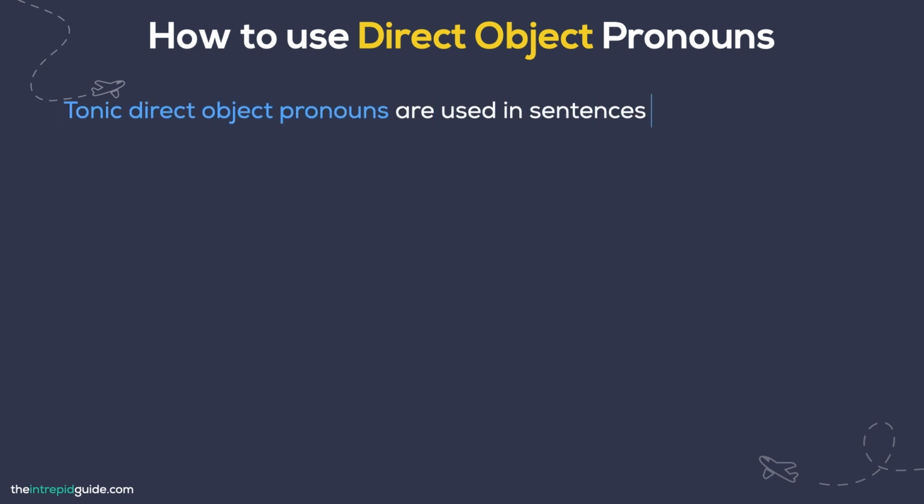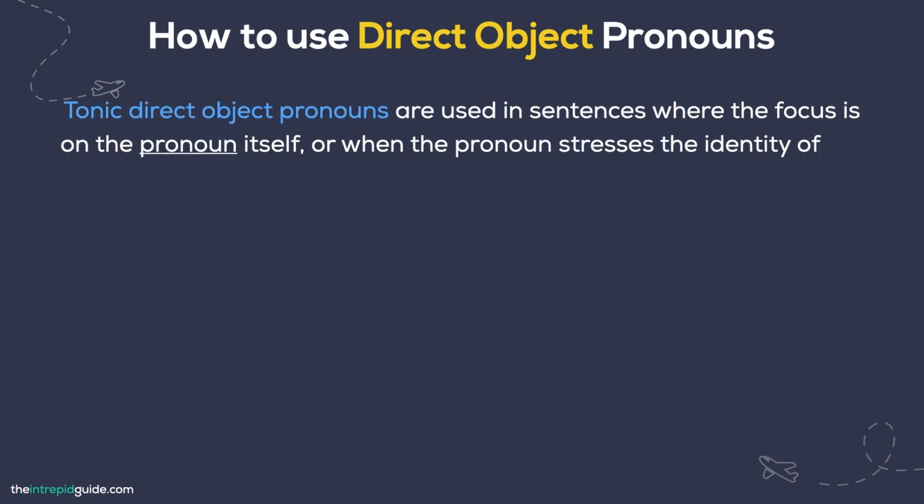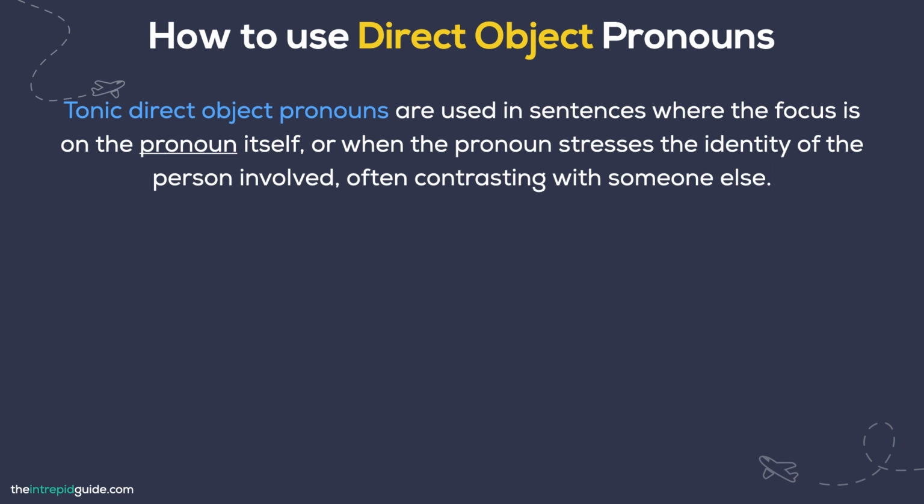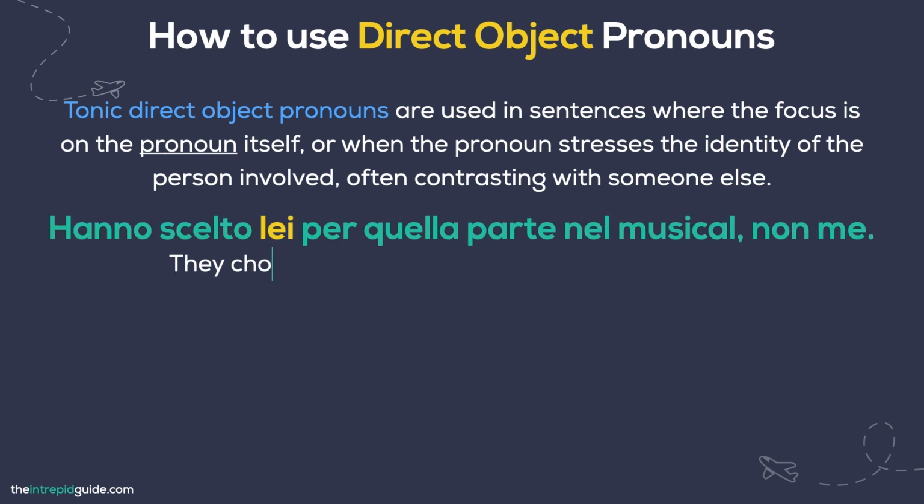Now let's take a look at stressed or tonic direct object pronouns in Italian. These are used in sentences where the focus is on the pronoun itself, or when the pronoun stresses the identity of the person involved, often contrasting with someone else. They always follow the verb. Take a look at these examples. Hanno scelto lei per quella parte nel musical, non me. They chose her for that part in the musical, not me.